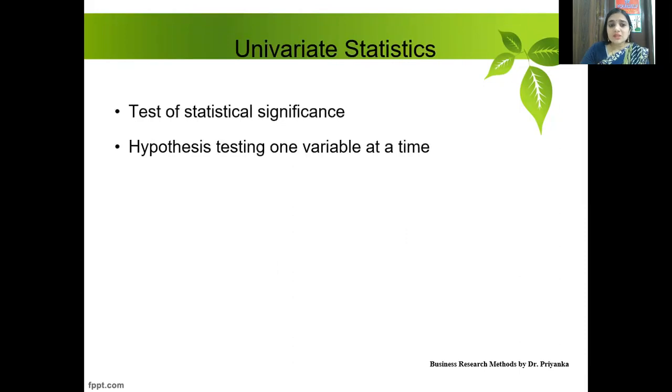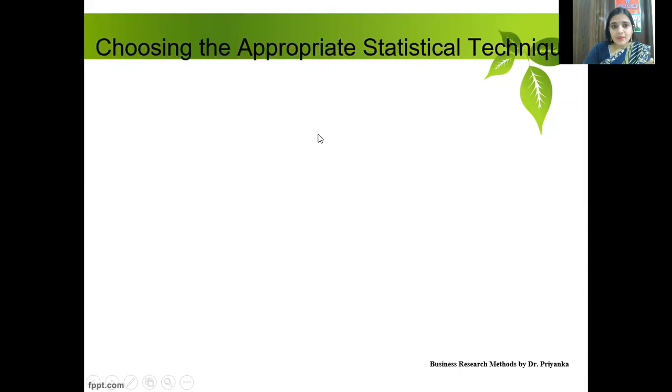Univariate statistics needs tests of statistical significance and hypothesis testing one variable at a time. With the next slide, we'll understand why we are saying hypothesis testing one variable at a time. Choosing the appropriate statistical technique: how would you choose? There are numerous statistical techniques available. This is not just univariate, bivariate, and multivariate. There are so many techniques inside them as well.